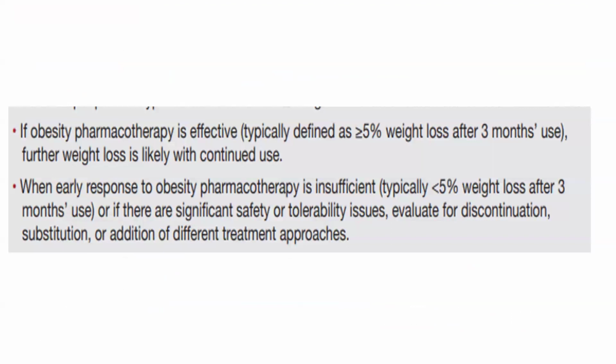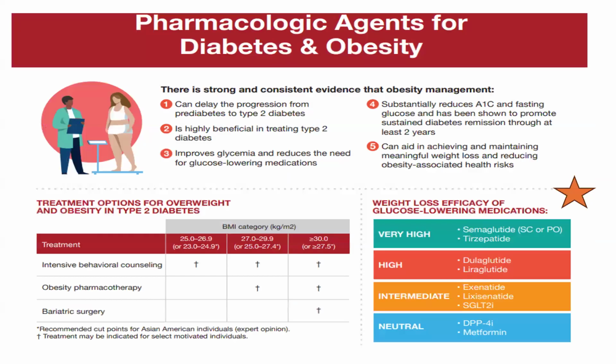So if obesity pharmacotherapy is effective, what is the meaning of effective obesity pharmacotherapy as per guidelines? Typically defined as more than or equal to 5% weight loss after 3 months of usage. Then further weight loss is likely with continued use and should be continued. When early response is insufficient, typically less than 5% weight loss after 3 months of use, or if there are significant safety or tolerability issues with the medication, then evaluate for discontinuation, substitution, or addition of a different treatment approach. It's very clearly defined in the guidelines.